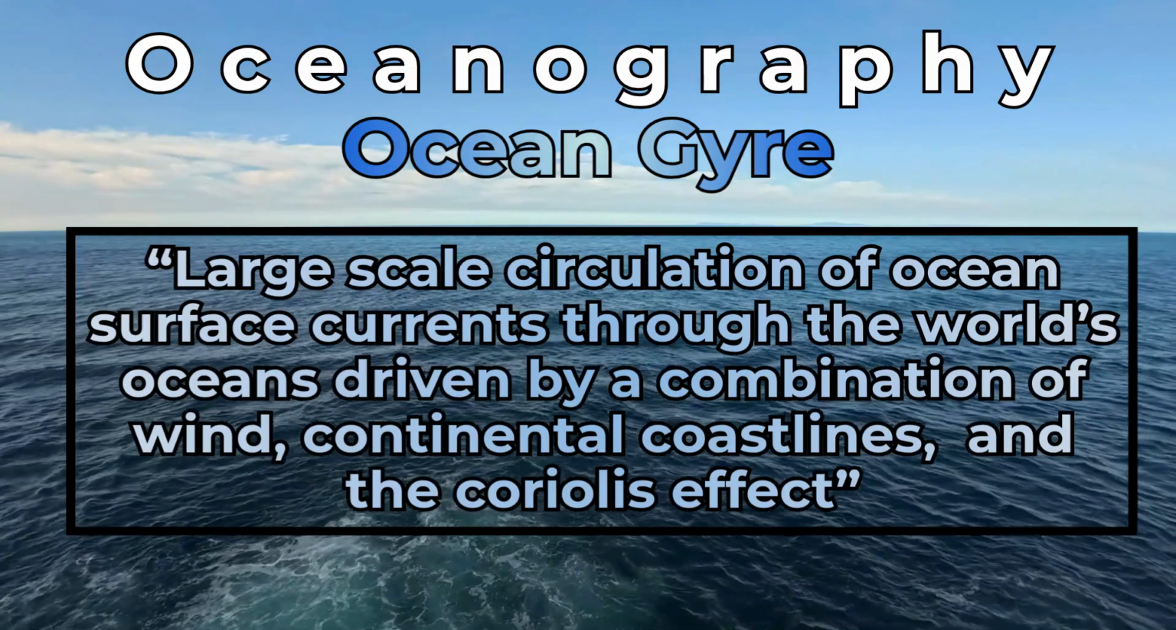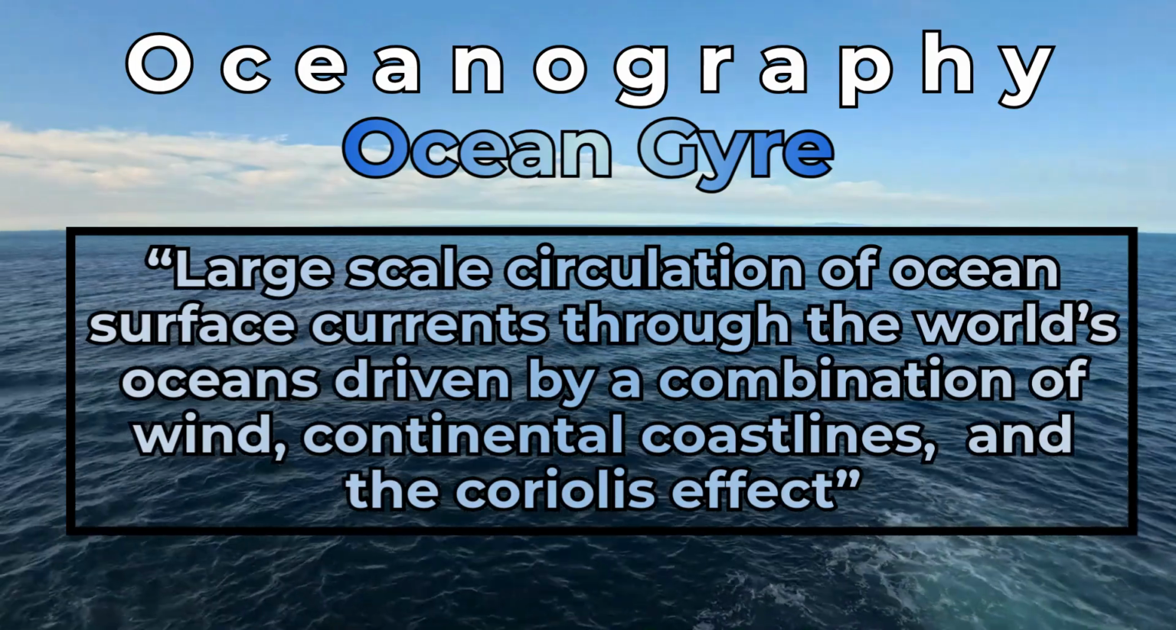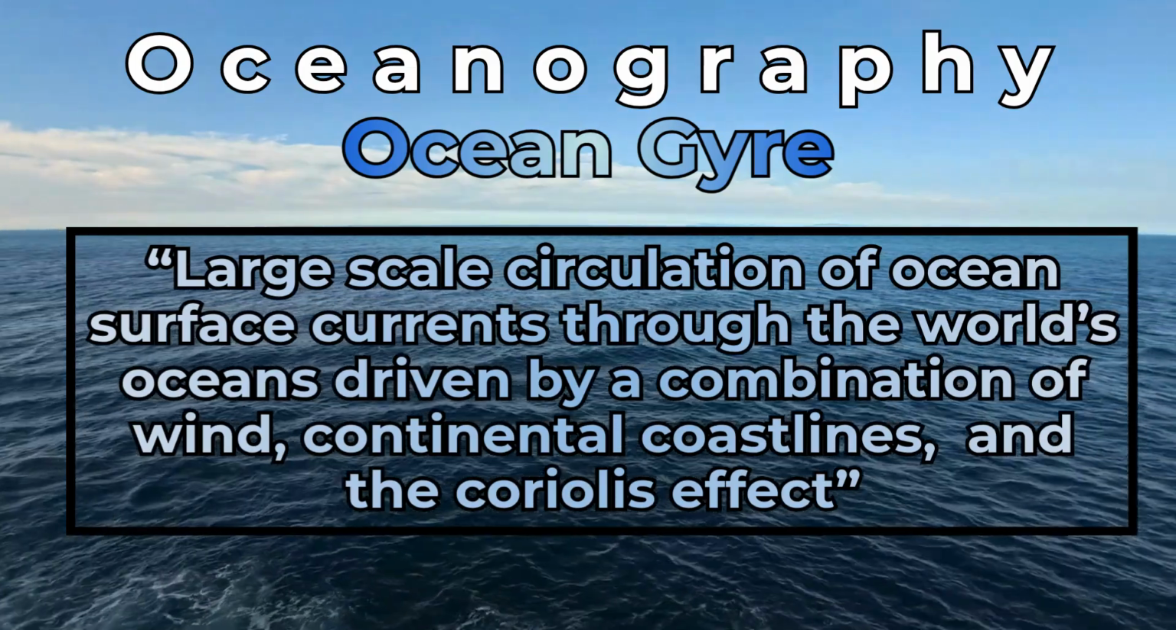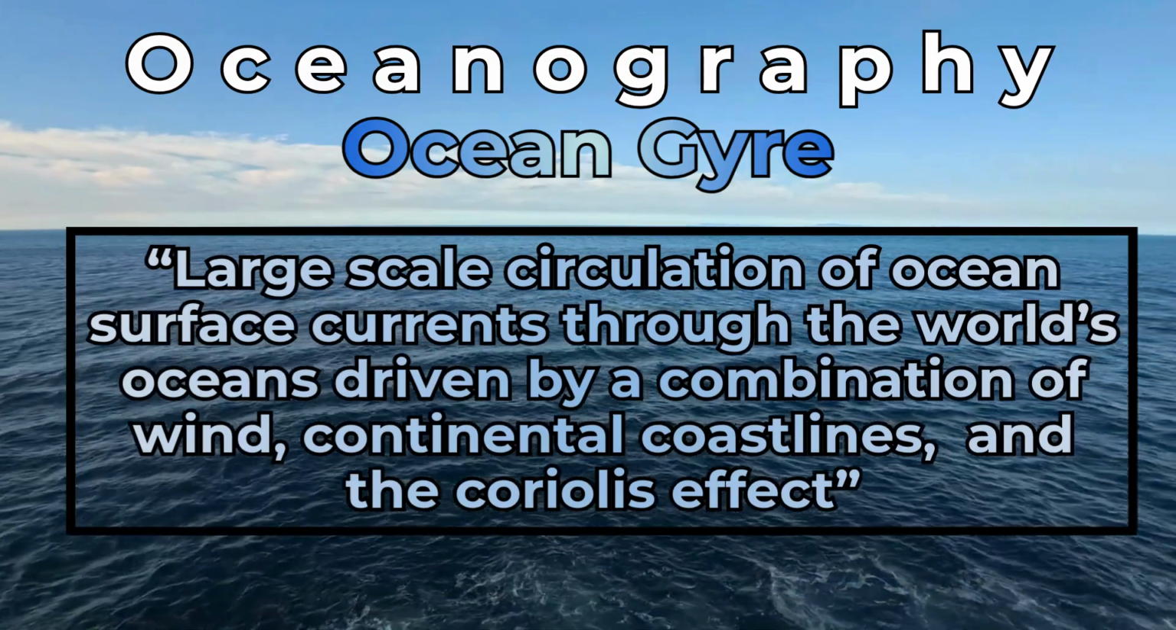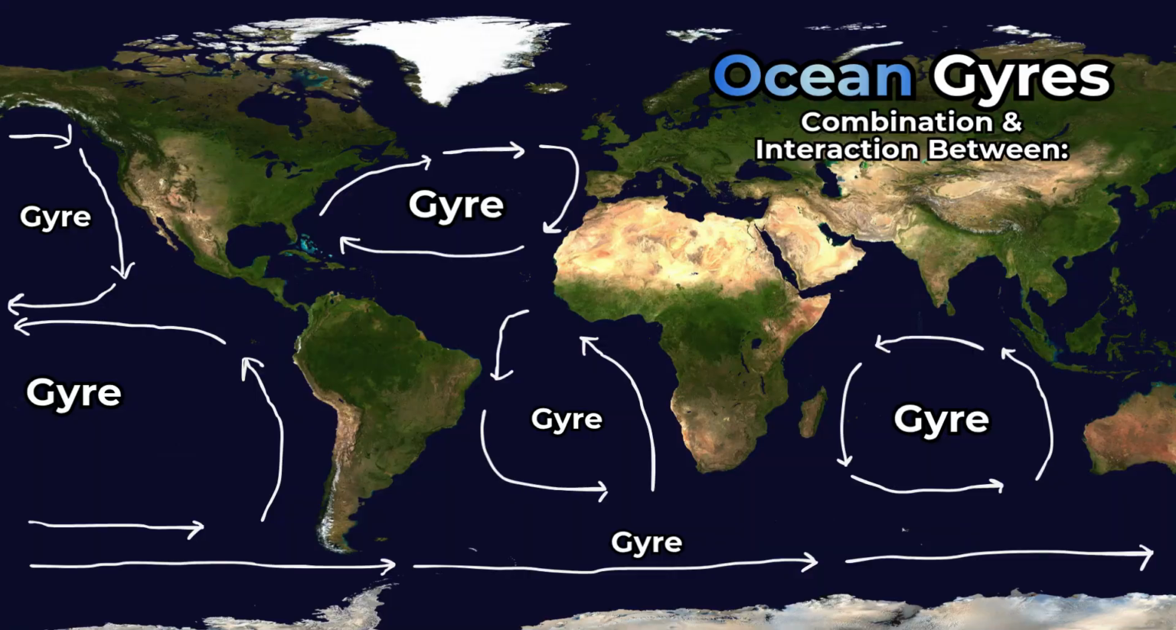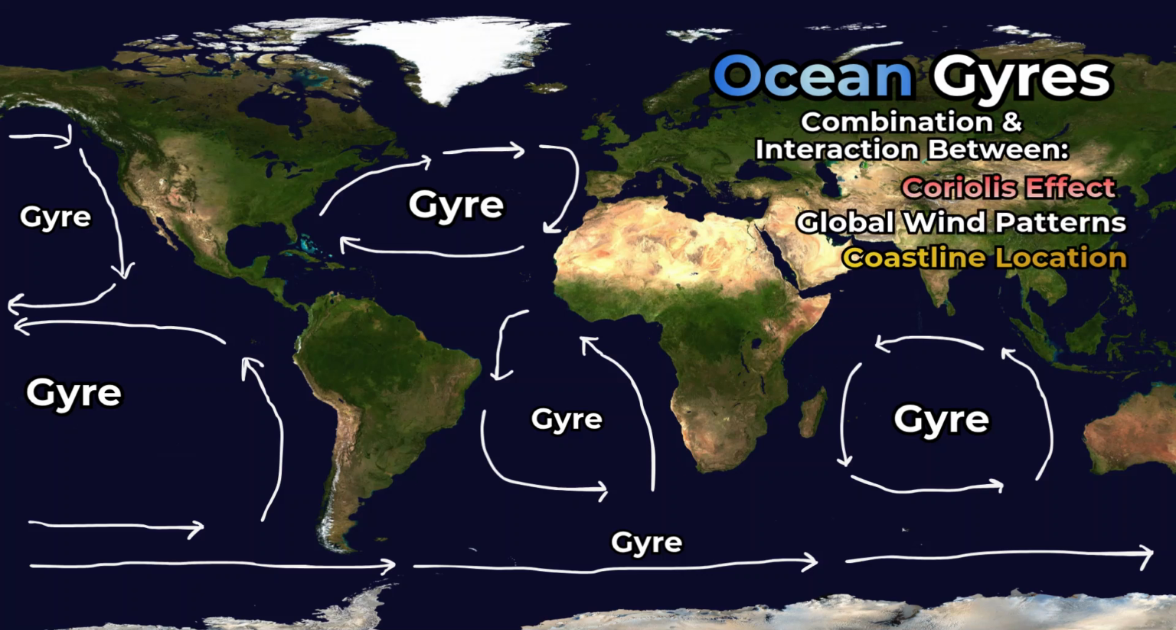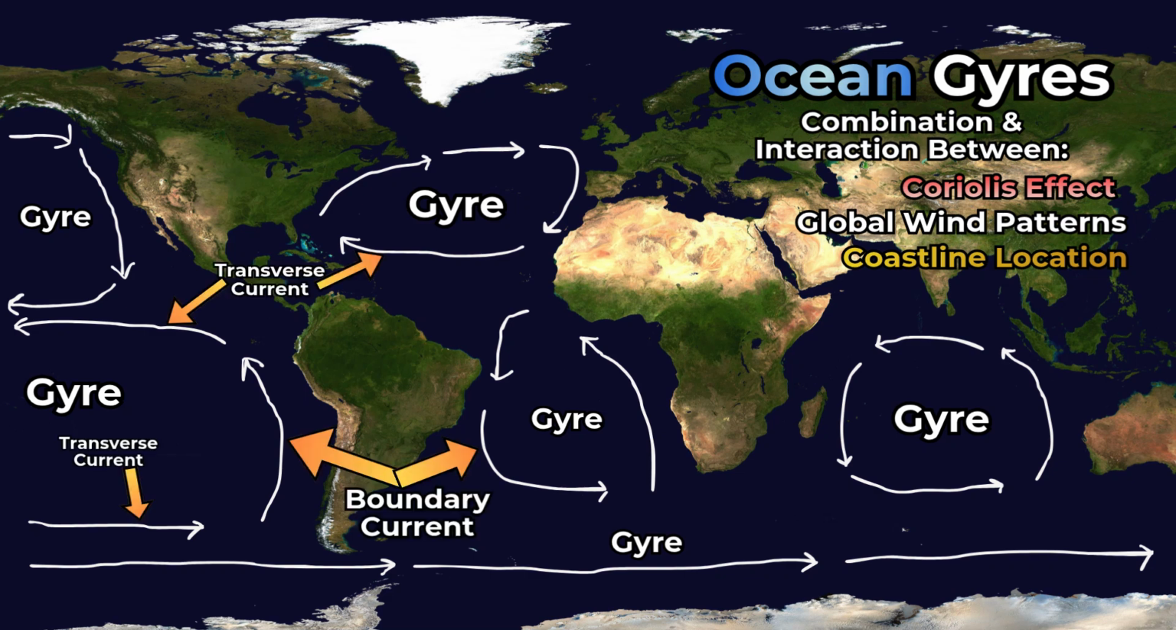So we've established that an oceanic gyre is a large-scale flow of circulating ocean water around each ocean basin caused by a mixture of the placement and location and shape of the continents, the land masses, the prevailing winds, and the Coriolis Effect, which is a direct result of the Earth spinning, rotating on its axis, and the shape of the Earth itself being an oblate spheroid. Now, an ocean gyre can be broken into sections or components. They are the boundary currents and the transverse currents.